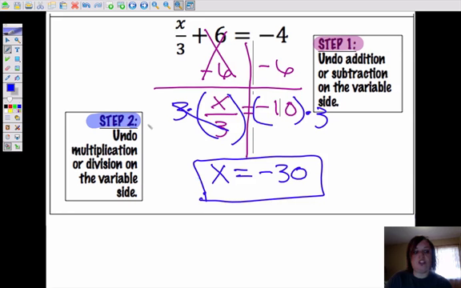Again, I can check that by plugging in my negative 30 for x. Negative 30 divided by 3 is negative 10. If you add 6 to that, you will end up with negative 4. So it's always a good idea to check those either with a calculator or in your head when you're done.